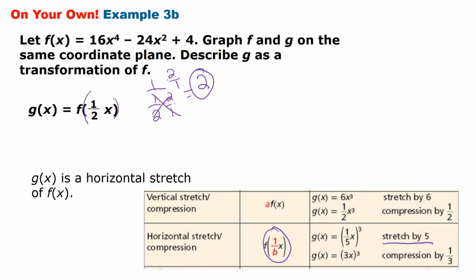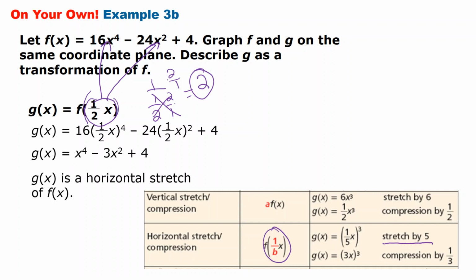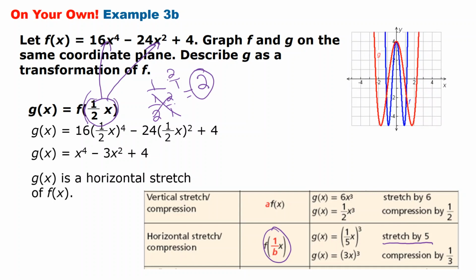Now, how do I write the new equation out? Every place I see x in my original equation, I'm going to replace it with 1/2 x. So I'm going to put a 1/2 x there and a 1/2 x there, and there you can see it. I just filled in, and then you have to multiply all that out, and you end up with x to the 4th minus 3x squared plus 4. So let's take a look at the graph of that. When you put it in your calculator, you can see that g is stretched out a little bit from the original function of f.